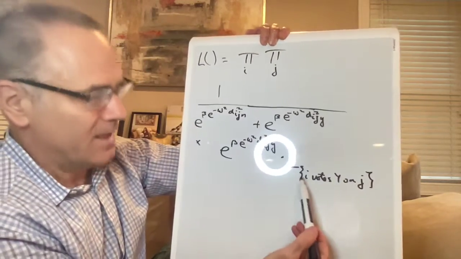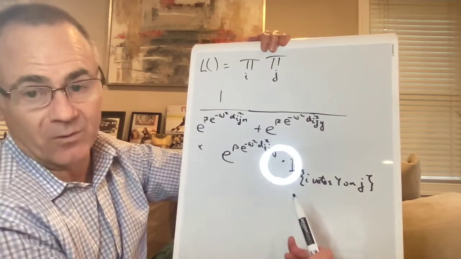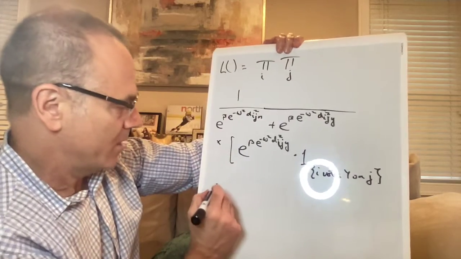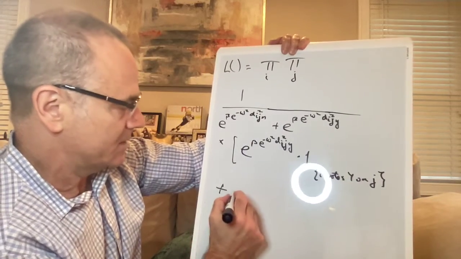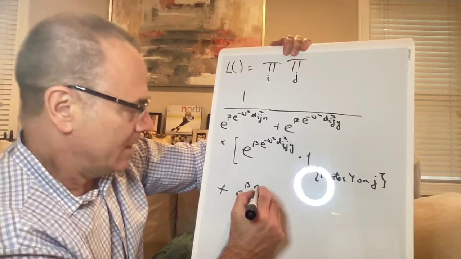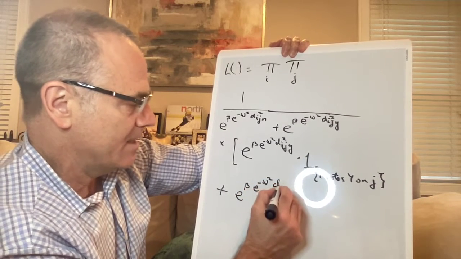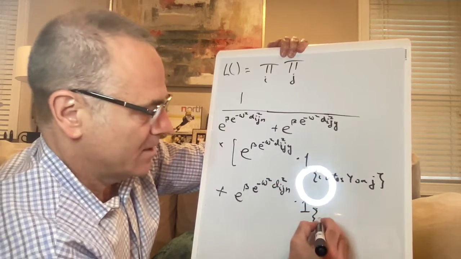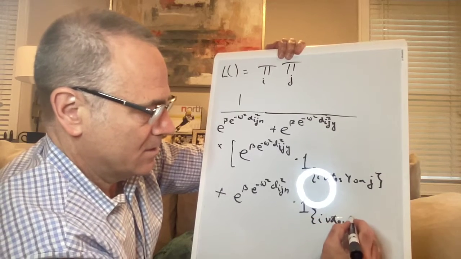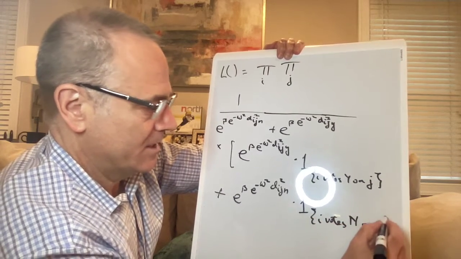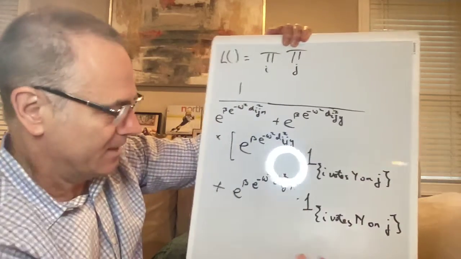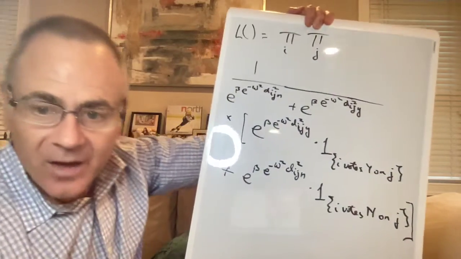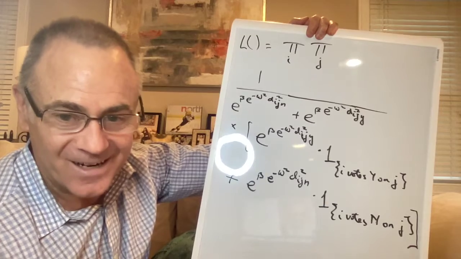So that equals 1 if person i votes yea on j. It equals 0 otherwise. So multiply. This is the denominator times the numerator. And so this is plus a similar term, e to the beta, e to the negative omega squared d_ij nay squared, times an indicator i votes nay on j. Could have just made it 1 minus that indicator, but it's maybe a little more transparent this way. Okay, that's the likelihood function.